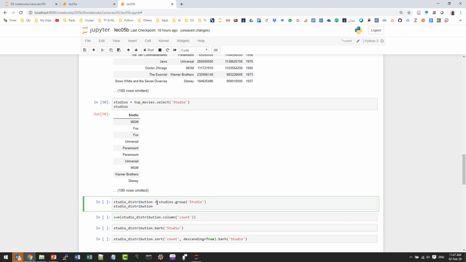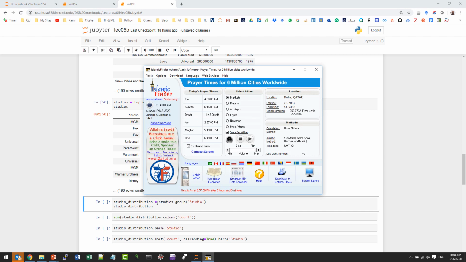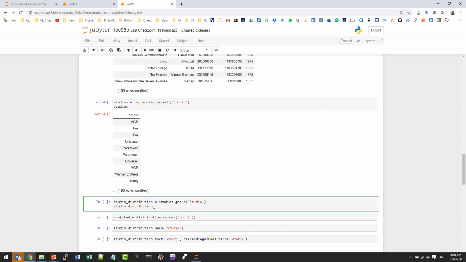Then, in order to get the frequencies, we use the group method. What the group method is doing is counting, for each unique individual value, how many times it appeared in the data set, and it adds a new column called count to the data set.